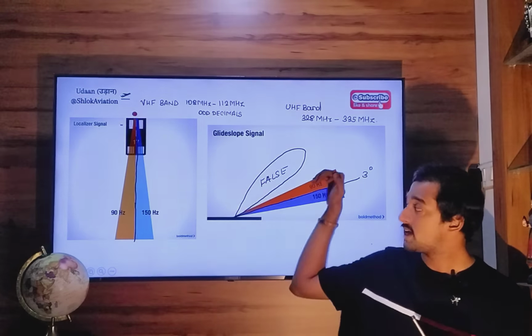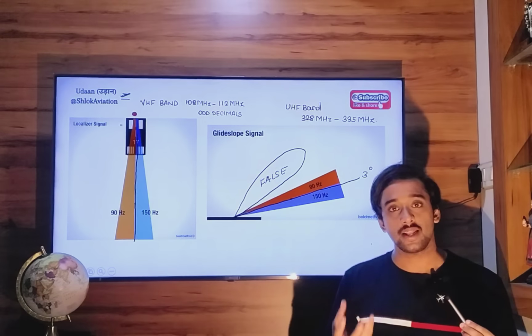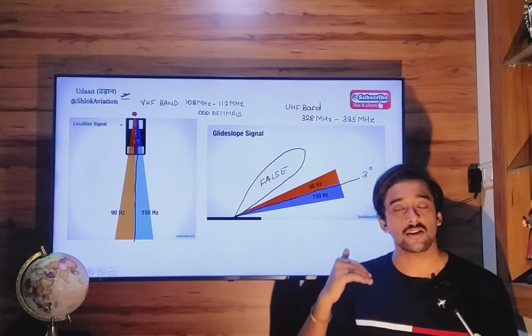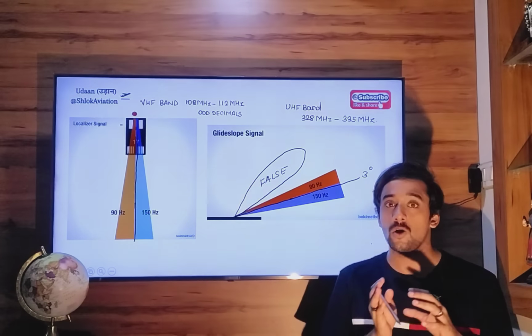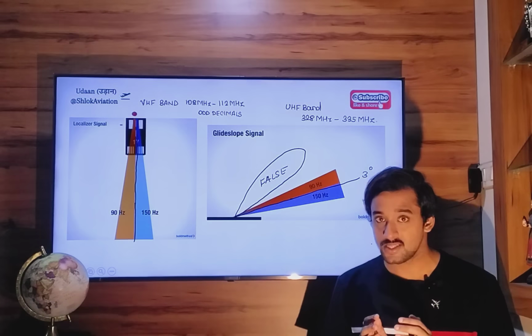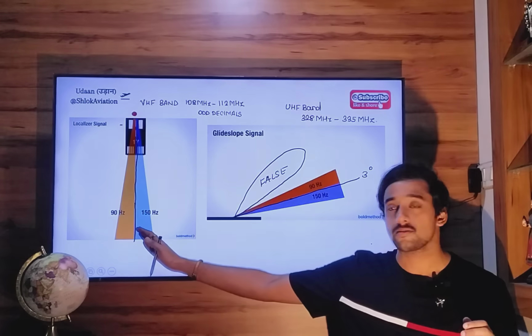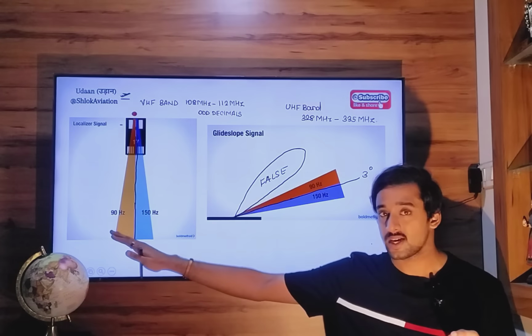Okay, if you intend to follow the correct 3 degree glide slope down to the runway, you will again receive both signals, 90 Hz and 150 Hz, equally. Now, if you are receiving more of the 90 Hz signal and less of the 150 Hz signal, that means your aircraft is not positioned on the center line of the runway.